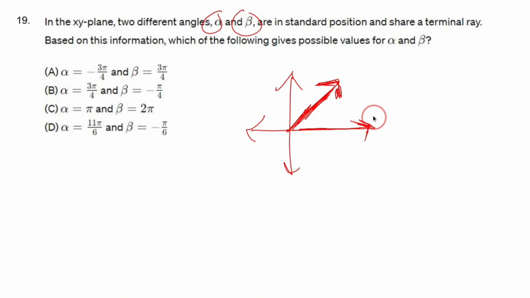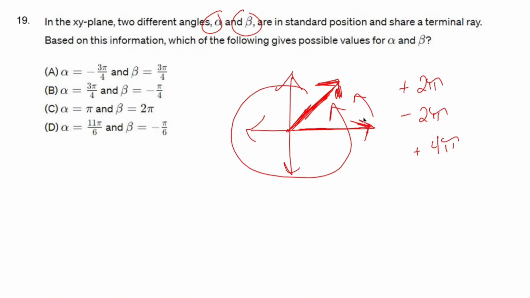So, whatever this is, if I have another one, it's because you added 2 pi or subtracted 2 pi or added 4 pi or whatever. You spun around again and got the same exact thing. Or maybe you spun around in the opposite direction, which is what minus 2 pi would be.